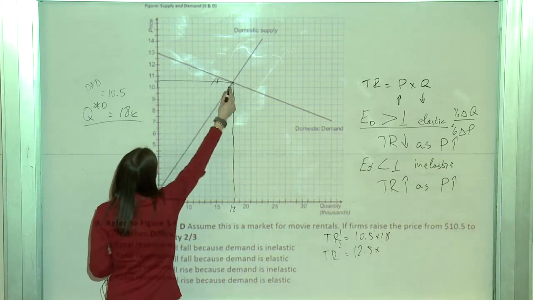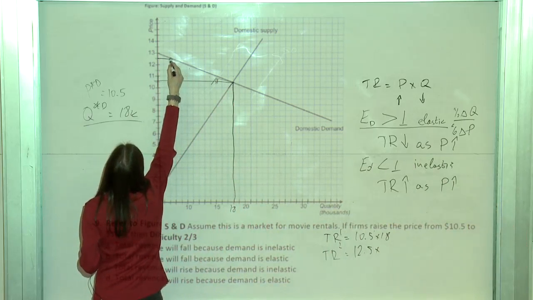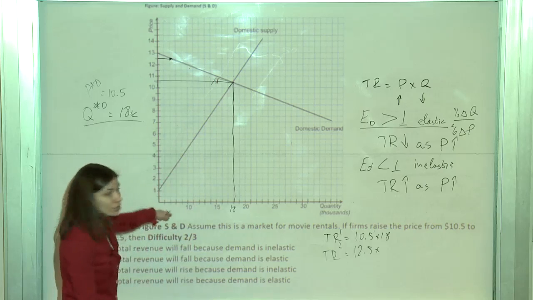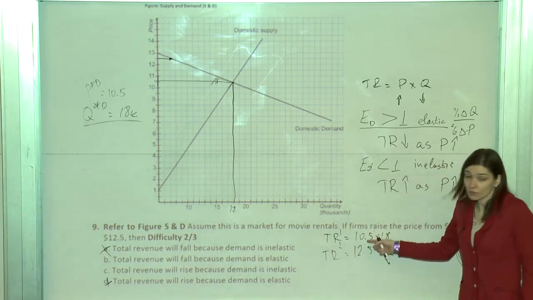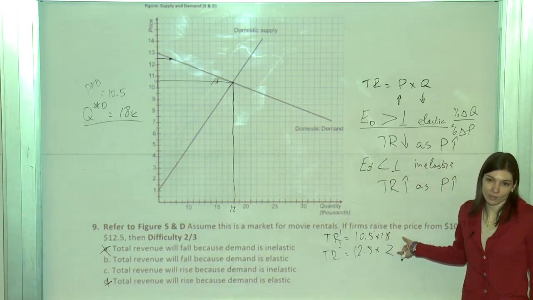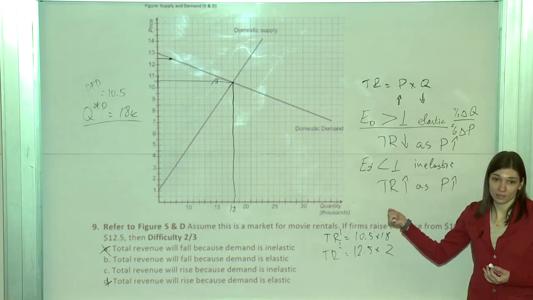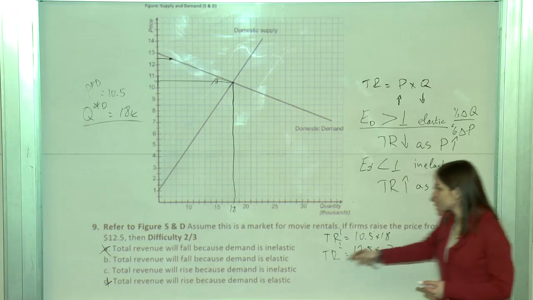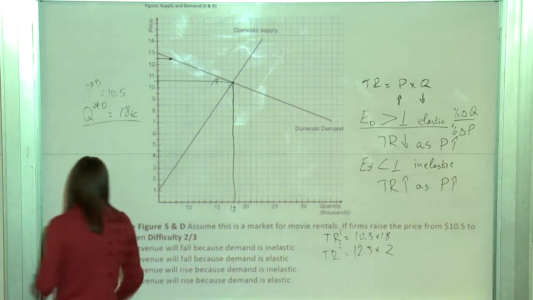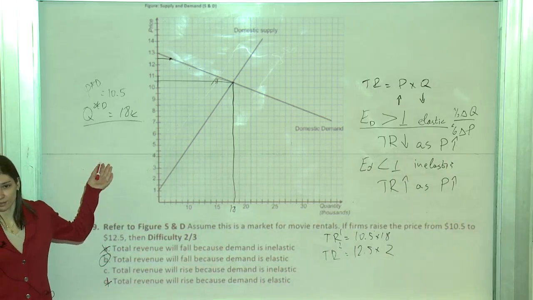Well, we can track it and see. So at 10.5, we're here at 18,000. At 12.5, we're here, which is only about 2,000. All right. So we did increase the price by a little, but then we see that quantity fell by a lot. Right? Just by this, we can figure out that demand is very elastic in that area. Right? And if demand is elastic, then total revenue falls. So it's B.